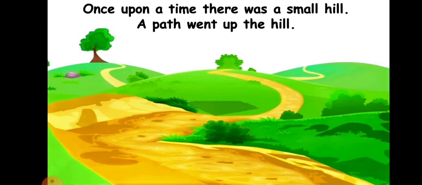Once upon a time there was a small hill. A path went up the hill. So once upon a time there was a small hill, and a path went up the hill. That means the path leads to the hill. A hill is not as high as a mountain. It is a natural body and it is smaller than a mountain. So there was a small hill and there was a path which leads up to the hill.